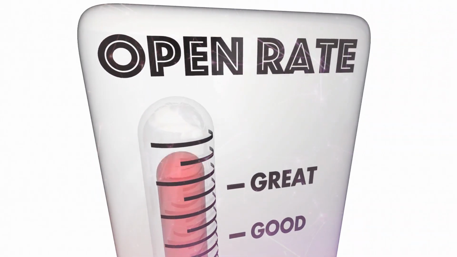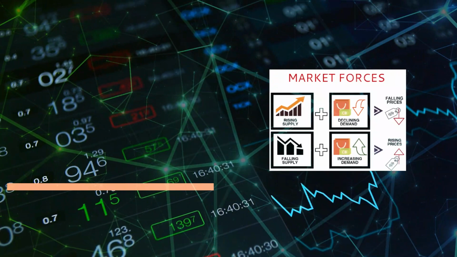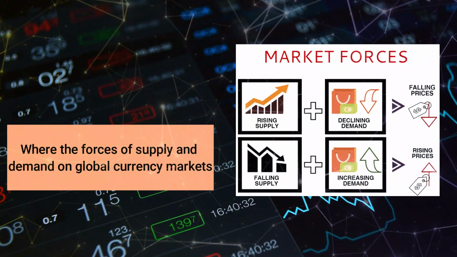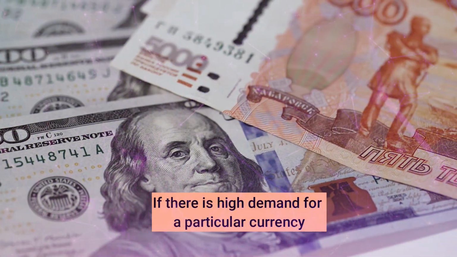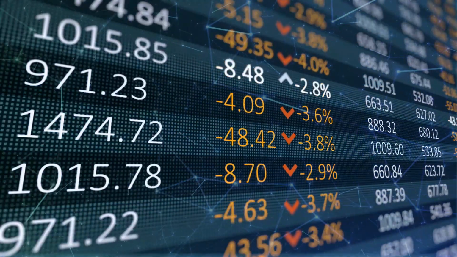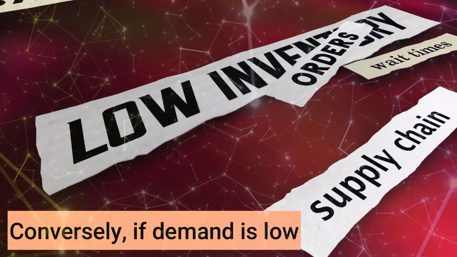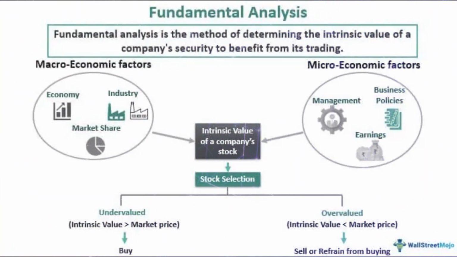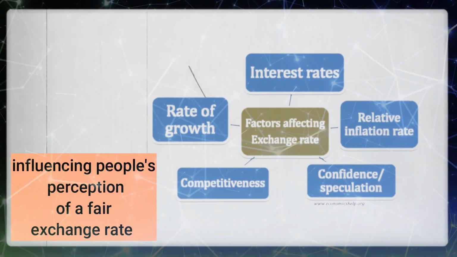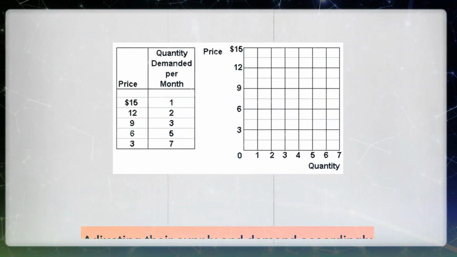A floating rate is determined by the open market, where the forces of supply and demand on global currency markets dictate the currency's value. If there is high demand for a particular currency, its value will increase. Conversely, if demand is low, the currency price will decrease. Various technical and fundamental factors come into play, influencing people's perception of a fair exchange rate and adjusting their supply and demand accordingly.